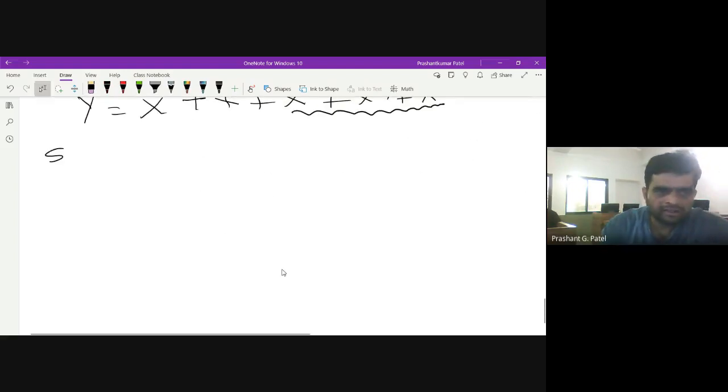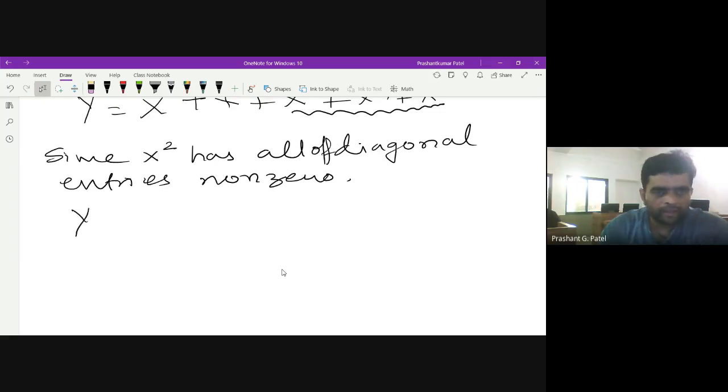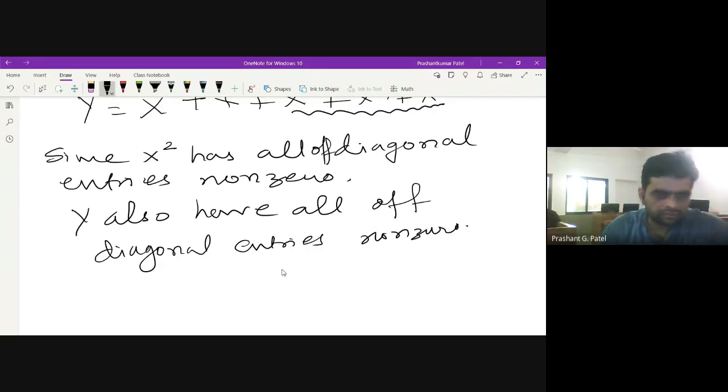So what should I write here? Since x square has all diagonal entries non-zero, y also has all diagonal entries non-zero. And hence according to the previous result, this G is connected.